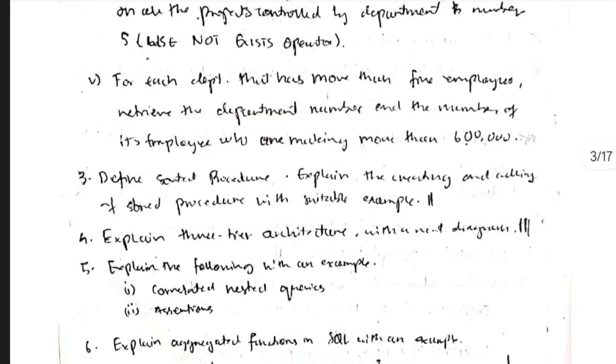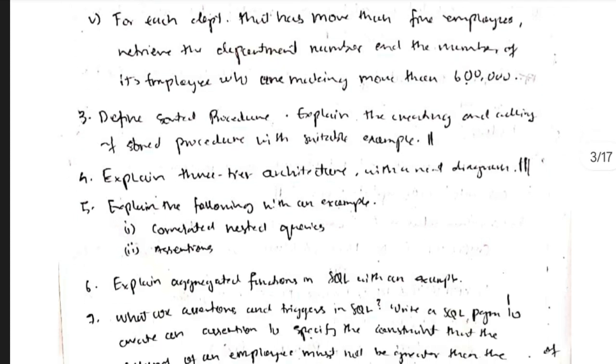The next one is for each department that has more than 5 employees, so count star is greater than 5, retrieve the department number, so select department number and the number of its employees who are making more than 600,000, so the salary is greater than 600,000, that you have to specify, okay. The next one is about the stored procedure.